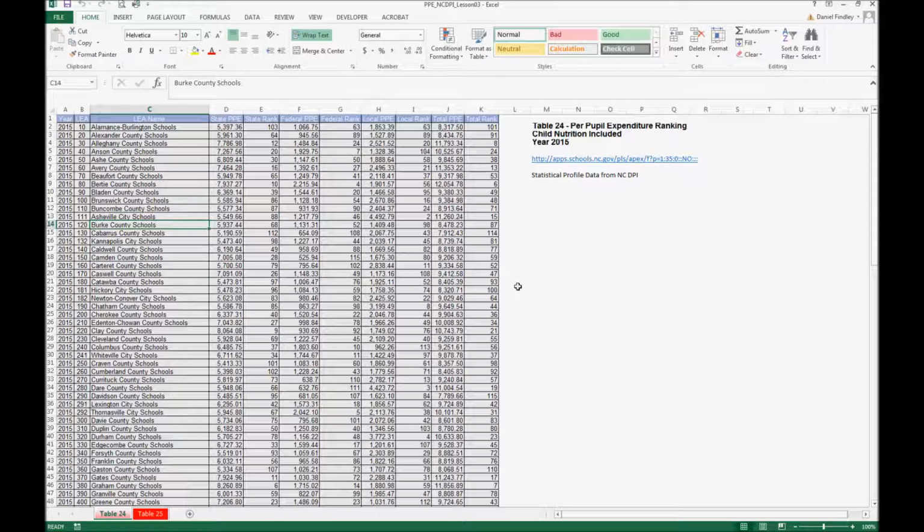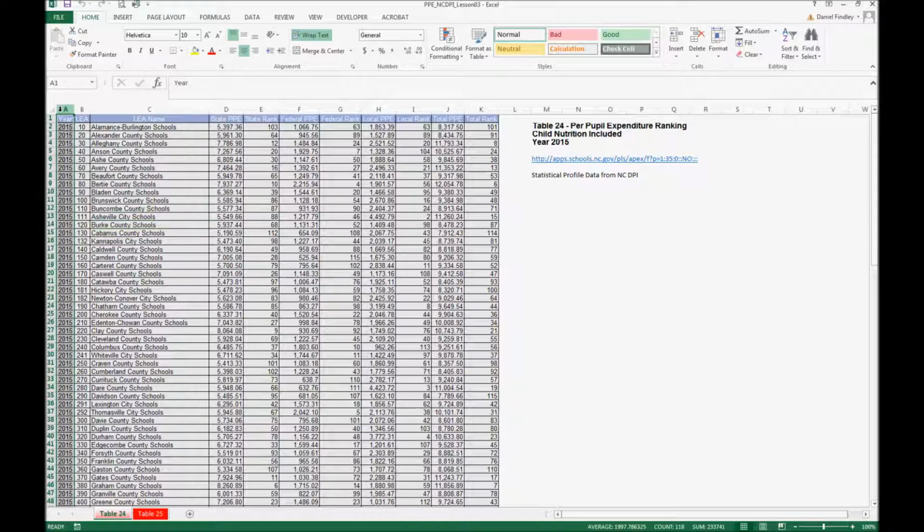So the only difference between table 24 and 25 is that table 24 includes child nutrition expenditures and table 25 excludes child nutrition expenditures. Everything else will be the same. We'll see the same exact columns in each. And we'll start with table 24 to really represent what's in both tables.